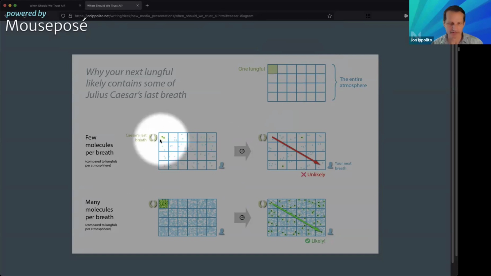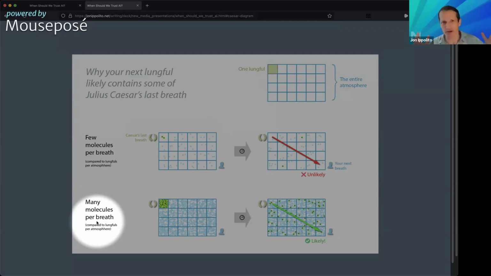For Julius Caesar's molecules to go from here to here, they have to somehow get mixed in the whole atmosphere and end up in your breath. Now, if there are few molecules per breath, in this case I think I had 2 molecules per breath, that's super unlikely, because the number of molecules compared to the number of lungfuls in the atmosphere is just too small. They're going to be in sort of random places, right? But what if you have many molecules per breath? What if you have a lot more molecules per breath than you have lungfuls in the atmosphere?